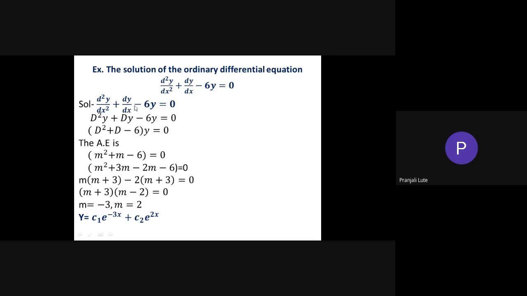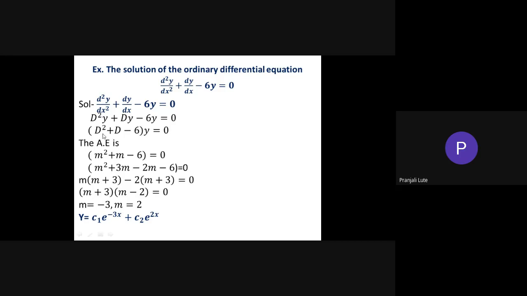First, this is the given differential equation. We have to write it in terms of capital D. Capital D is a differential operator. d/dx is capital D, so d square y by dx square is D square y, plus d/dx is capital D, here y, minus 6y equal to 0. In this equation, we take y as a common term. So (D square plus D minus 6) y equals 0.